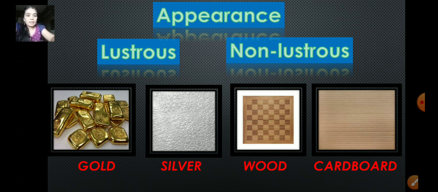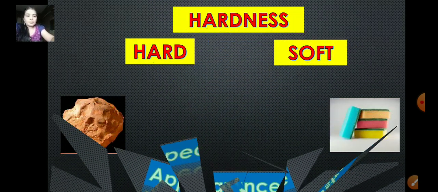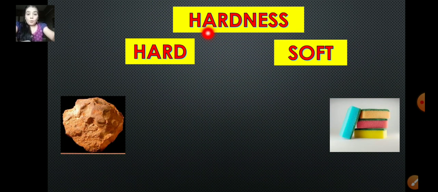Now let us learn about the hardness. The word itself describes it: hard, the things which are hard. We cannot press the things. So that is called hard. And soft is when we can easily compress and easily press it. That is called soft. So it's easy to understand.